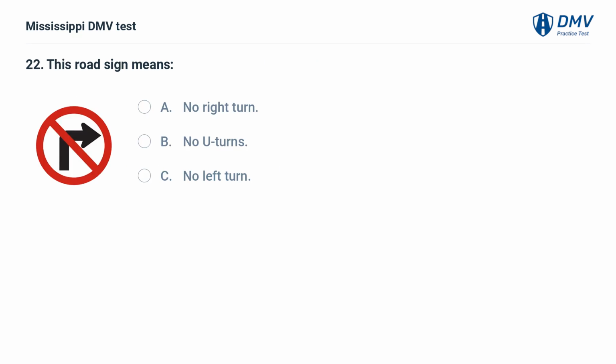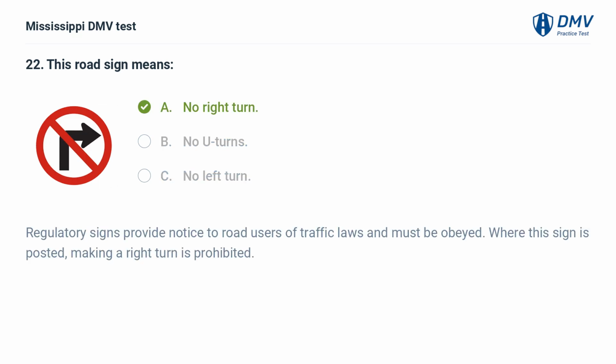This road sign means A. No right turn. B. No U-turns. C. No left turn. A. No right turn. Regulatory signs provide notice to road users of traffic laws and must be obeyed. Where this sign is posted, making a right turn is prohibited.